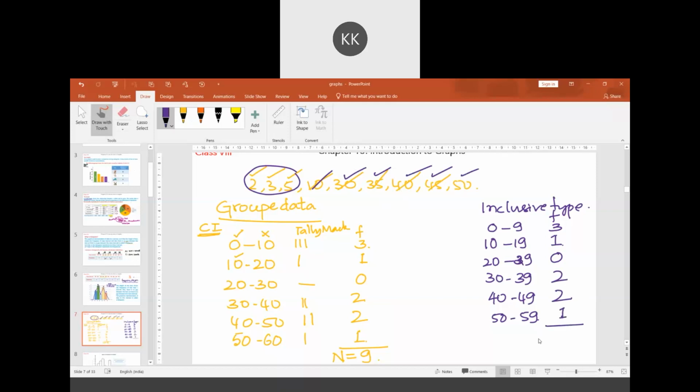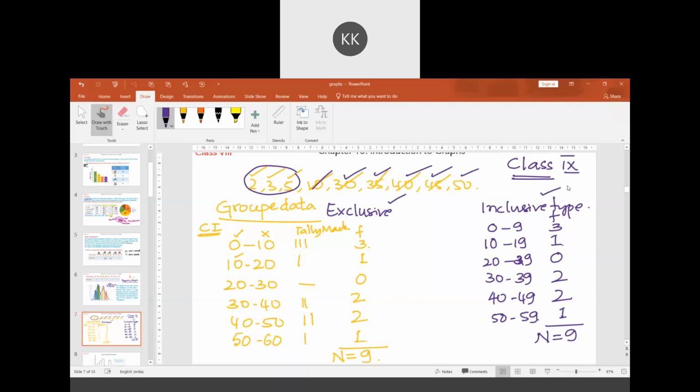Count the numbers here. N is equal to 9 only. So this one was exclusive. This is inclusive. In class 9th, you have statistics. In that you are going to make grouped frequency table. You will learn both inclusive type and exclusive type.